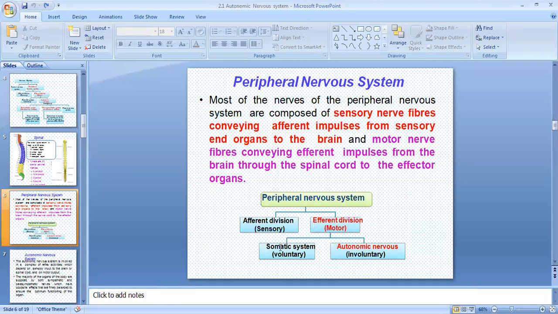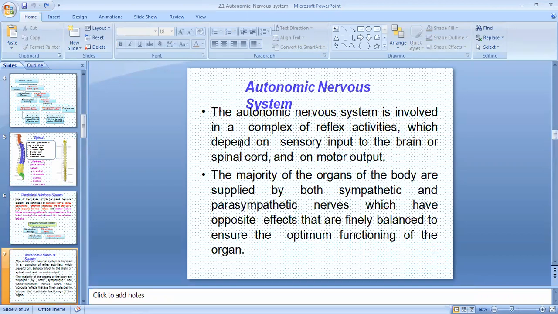And then the efferent division is divided into the somatic system and the autonomic nervous system. Now the somatic system is voluntary and the autonomic nervous system is involuntary. Now we are going to discuss in depth what the autonomic nervous system is.